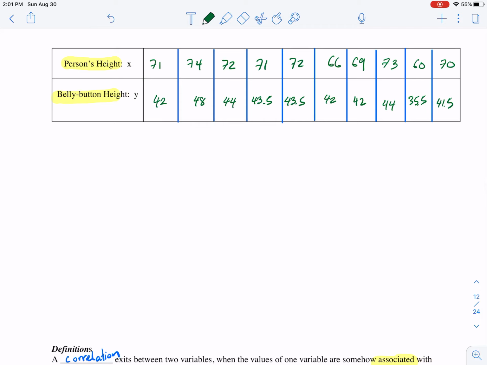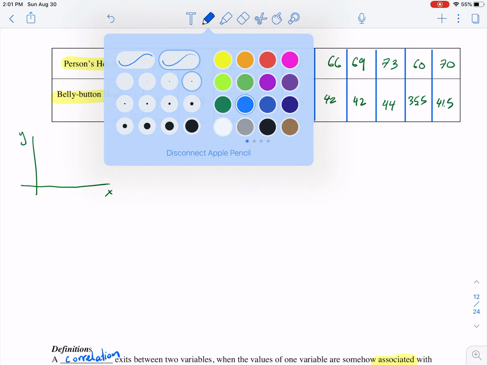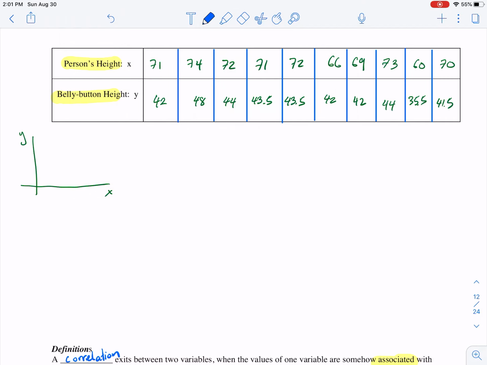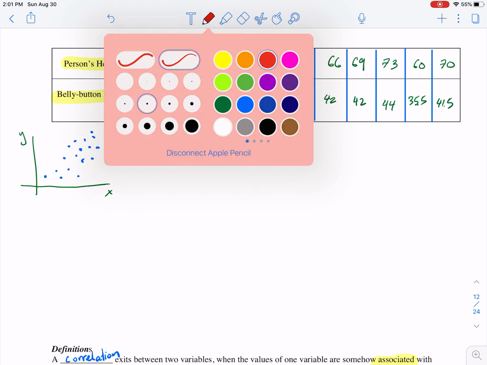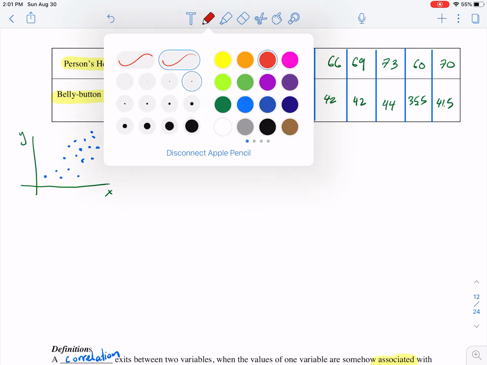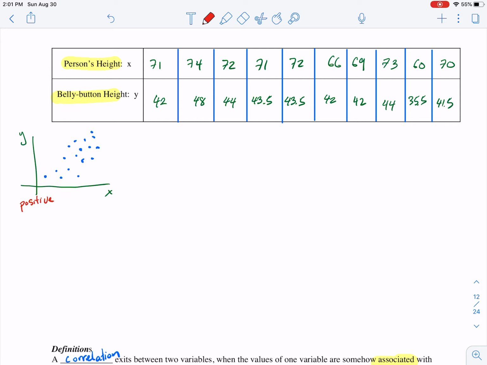Let's say we have a scatter plot, x and y, and we have these data points here. Here's just a set of points being plotted on this x and y coordinate system. So in this case, we can say x and y are related positively. So this is a positive correlation, right? You see how as x increases, y also increases as well.